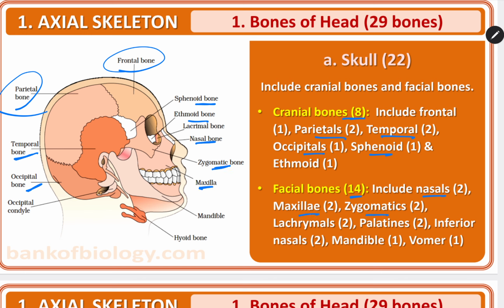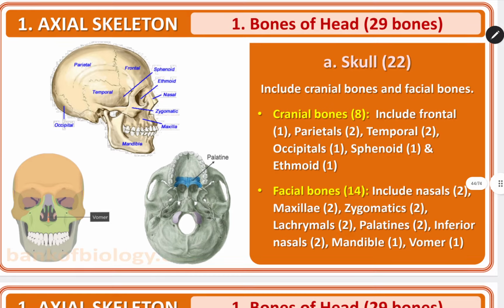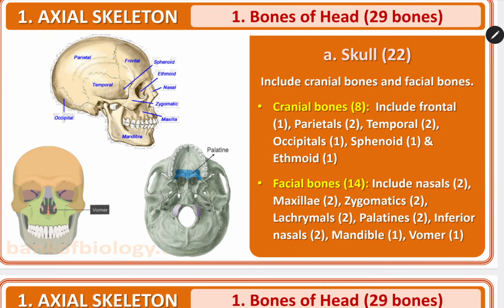zygomatics, lacrimal bone, palatines, 2 in number, inferior nasal, 2 in number, mandible, 1 in number, and vomer, 1 in number. Okay, see the diagrams are there. Here you can easily find out parietal bone, frontal bone, temporal bone, occipital, mandible, maxilla, zygomatic, nasal, ethmoid, sphenoid. Vomer is there. You can see the vomer bone, and the palatine bone is here.